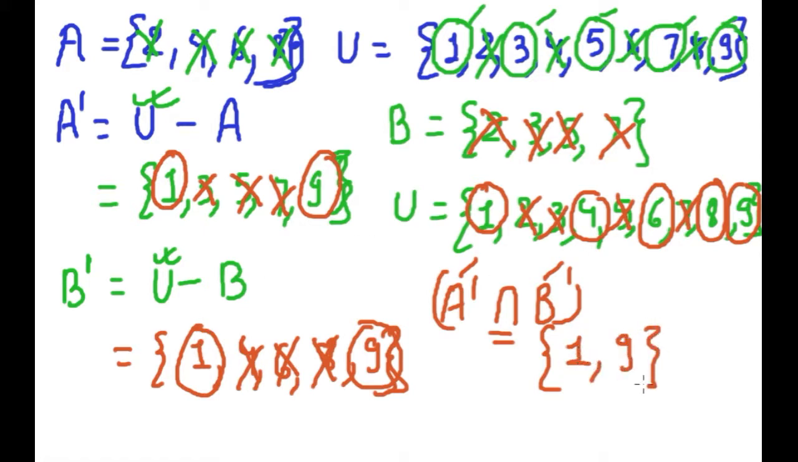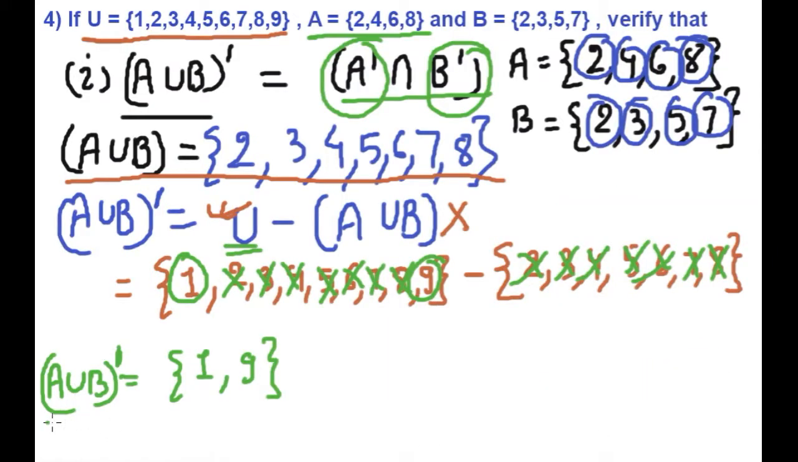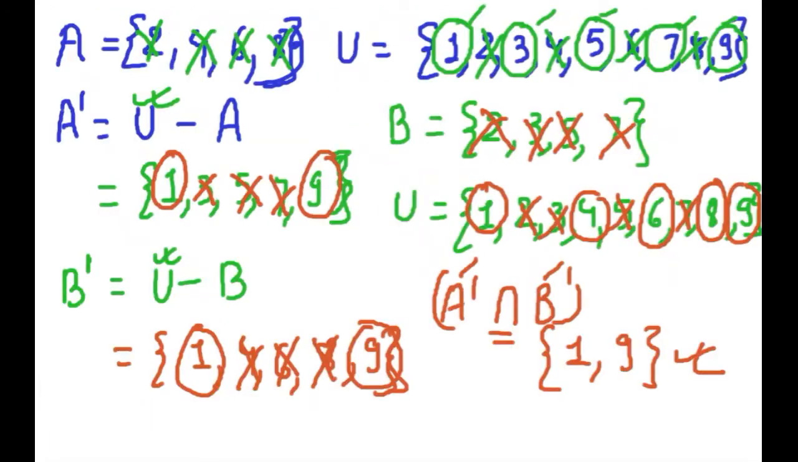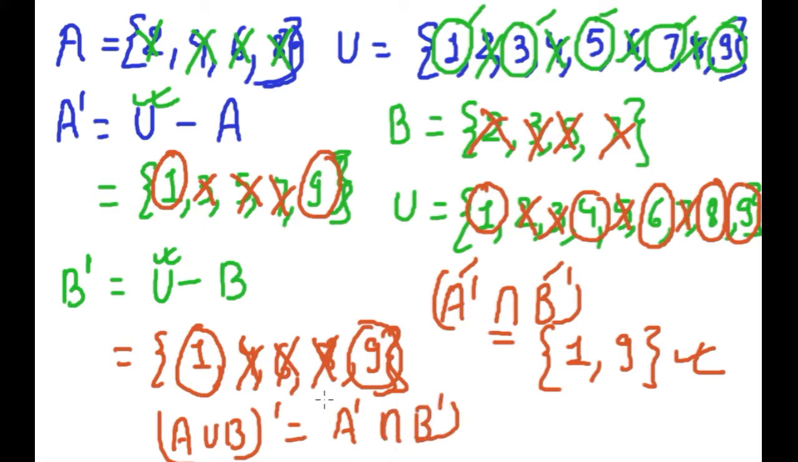A complement intersection B complement is 1 and 9, and (A union B) complement is 1 and 9. It means (A union B) complement is equal to A complement intersection B complement, equal to {1, 9}. Here is the solution of the first question.